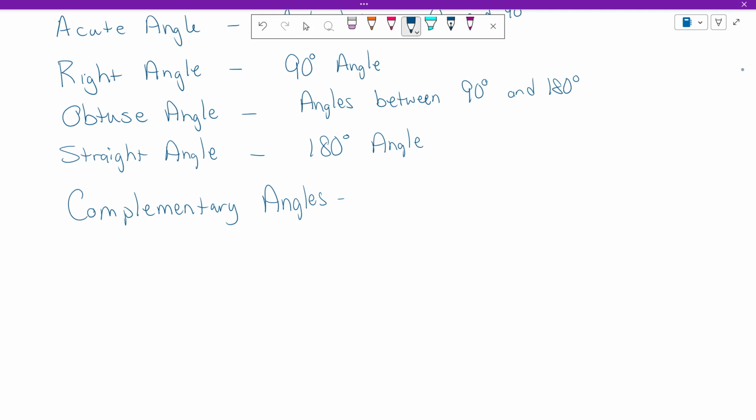Complementary angles are two angles whose sum is 90 degrees. What is a sum? When you add them up. So two angles, when you add them up, equals 90 degrees. So complementary angles are two angles that you add together that are 90 degrees. Yes, you are correct.